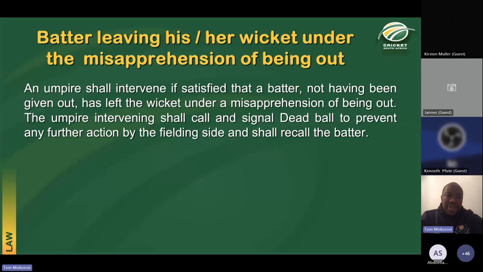The law says that an umpire shall intervene if satisfied that a batter, not having been given out, has left the wicket under a misapprehension of being out. The umpire shall call and signal dead ball to prevent any further action by the fielding side, and shall recall the batter. What's important here as umpires is we need to be alert to the situation and try and call and signal dead ball, in my scenario, before that fielder picks the ball up and breaks the wicket for a second time.